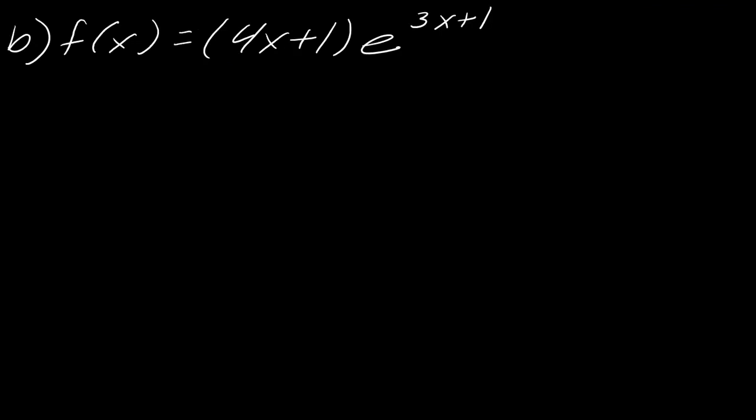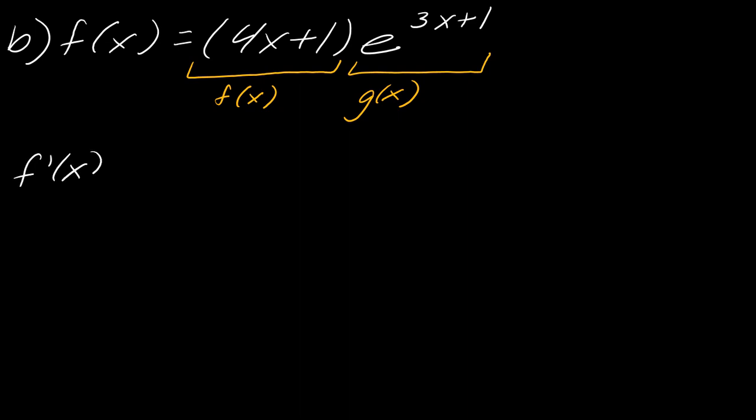Okay, now this one is interesting because this is going to require the product rule first, and then we use the chain rule while we're taking the product rule. So for the product rule, here's my first function. We'll say that this is my f of x and that this is my g of x, okay? So I'm assuming that you're already familiar with the product rule if you are watching this video. So first I take the derivative of the first function. So the derivative of that function is going to be just 4, right? So the derivative of 4x plus 1 is 4, and then I leave the other function alone.